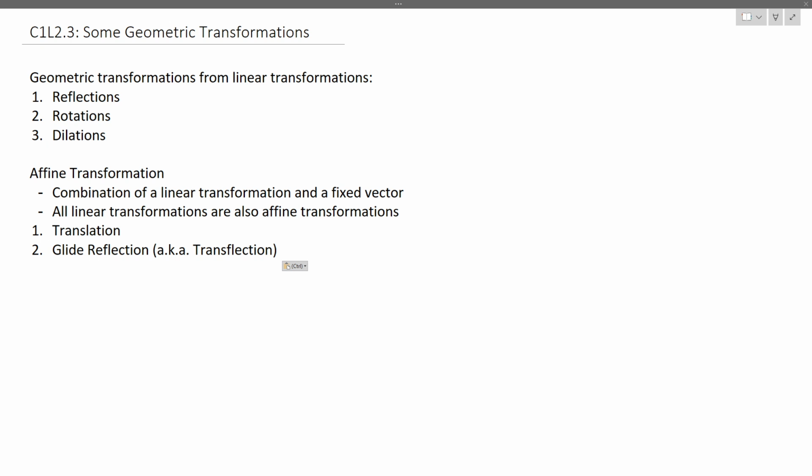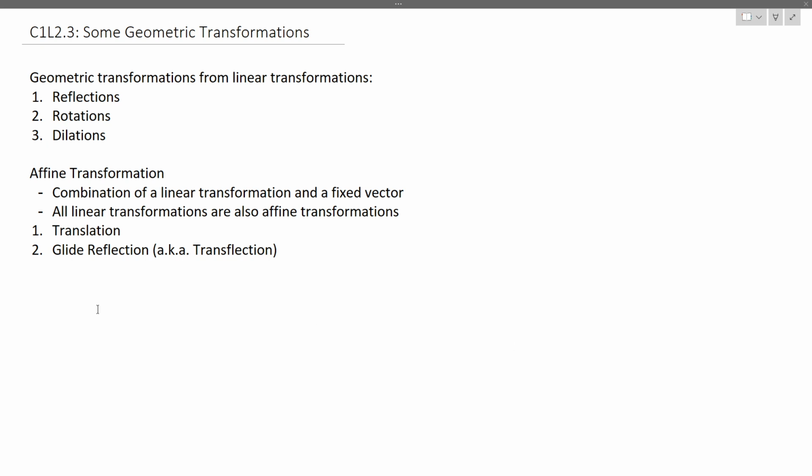We are done with discussing the basics of linear transformations, and now let's go through affine transformation. Again, an affine transformation is a combination of a linear transformation and a fixed vector. All linear transformations are also affine transformations. We have two types: translation and glide reflection. These are almost linear transformations in the sense that they preserve key characteristics of a vector space. We say they are almost linear because they possess most of the same properties as a linear transformation.